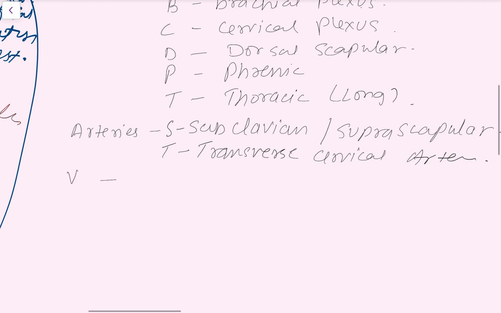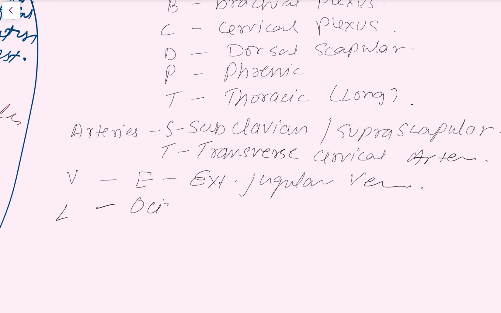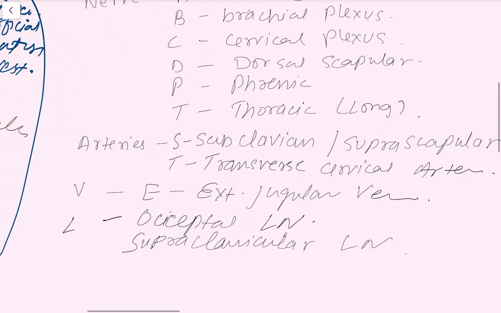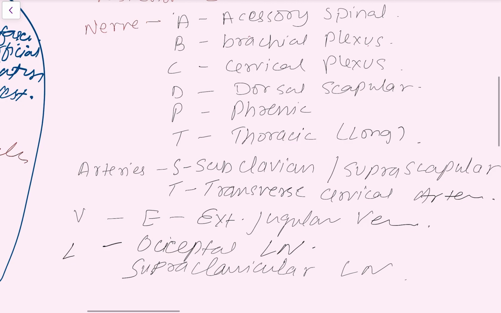And for vein, it is only one: external jugular vein, right? And lymph nodes are very easy. Occipital triangle, so they are occipital lymph nodes; supraclavicular or subclavian triangle, then supraclavicular lymph nodes, right? So these are all the contents of the posterior triangles of the neck. The only important factor to remember is that the spinal accessory nerve and the external jugular vein must be preserved while doing any surgery on the posterior triangle of the neck.